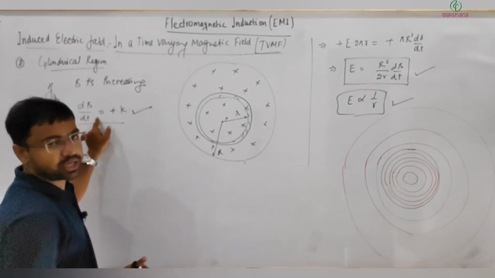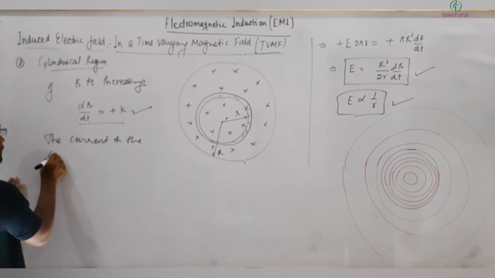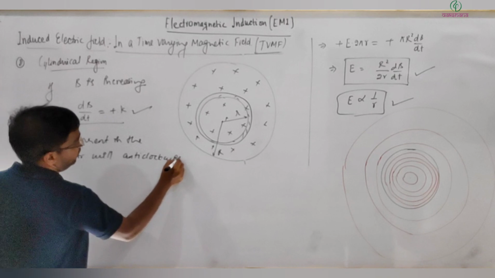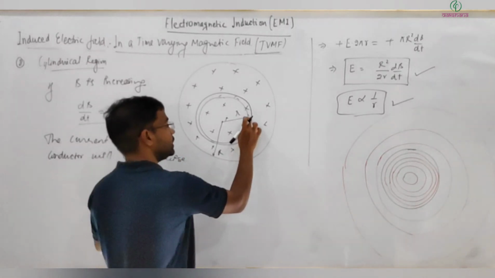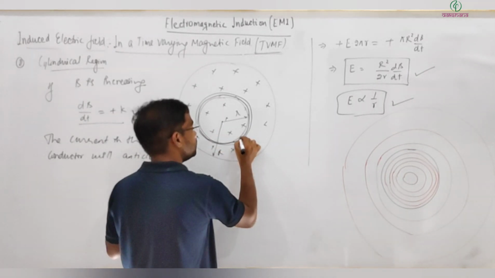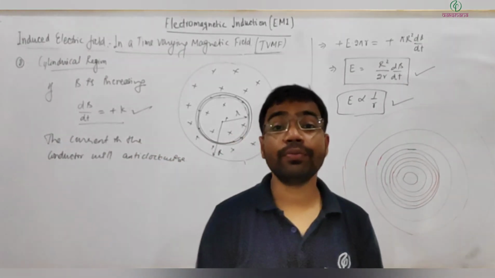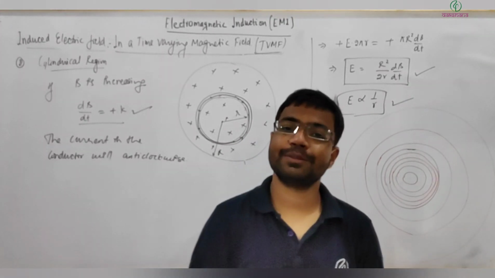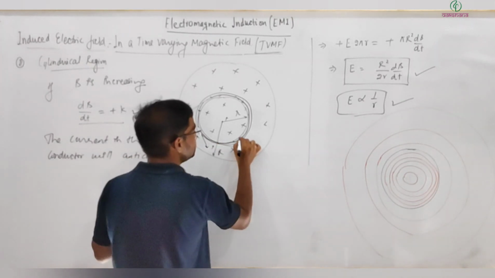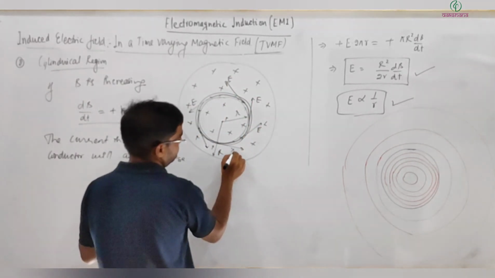So in this situation, if B is increasing, then the current in the conductor will be anti-clockwise. So here the current will flow this way. We can see the current is flowing in the direction of motion of positive charge particles, meaning the force on a positive charge particle is acting in the direction of current. So electric field lines will be in the direction of current and tangential at every point. So this is the direction of electric field lines, or electric field at any point.